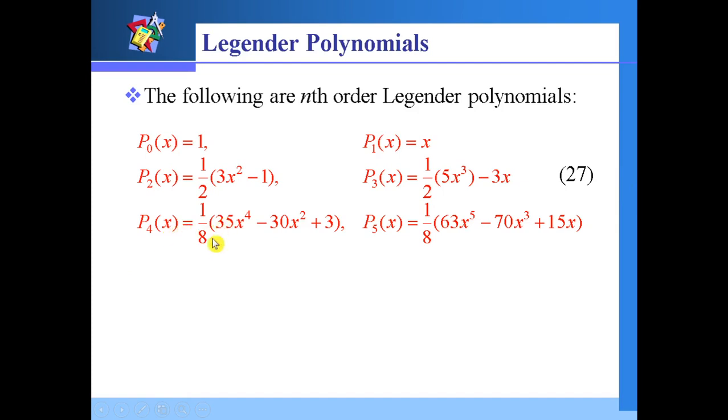P4(x) = 1/8 (35x^4 - 30x^2 + 3), P5(x) = 1/8 (63x^5 - 70x^3 + 15x). Okay, these are our Legendre polynomials.